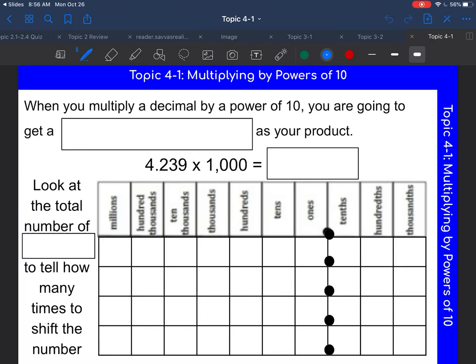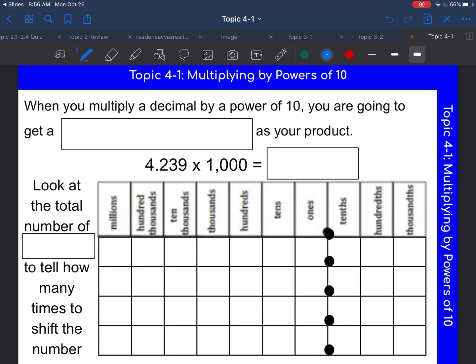Hello, fifth graders. Today we're going to be starting a new topic. It's topic 4.1, multiplying by powers of 10. Now we know how to multiply whole numbers by powers of 10, but today we're going to be multiplying decimals by powers of 10.